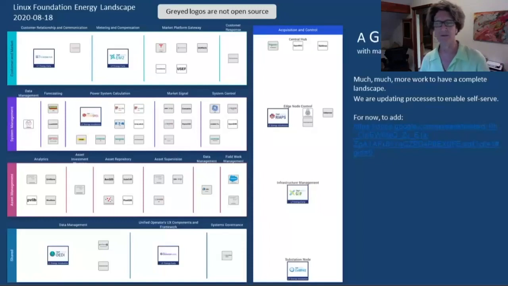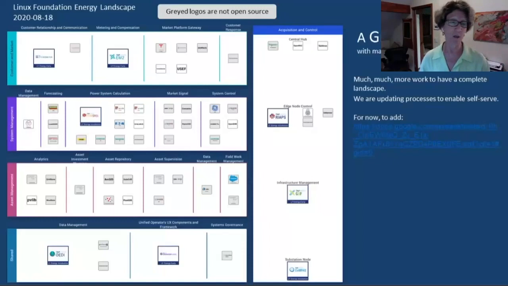There's a link here. This presentation will be made available. Please go to this spreadsheet and put your software in. Let us know the license. Please give us a link to an SVG so that we can have the right logo.